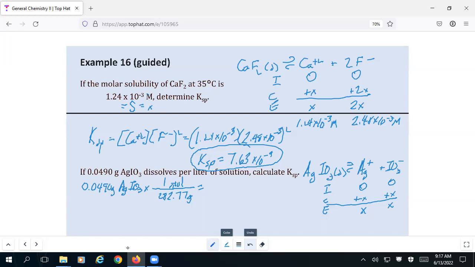Do the math here to 3 sig figs, 1.73 times 10 to the negative 4th moles in 1 liter is 1.73 times 10 to the negative 4th molar. And that would be the molar solubility, or x.